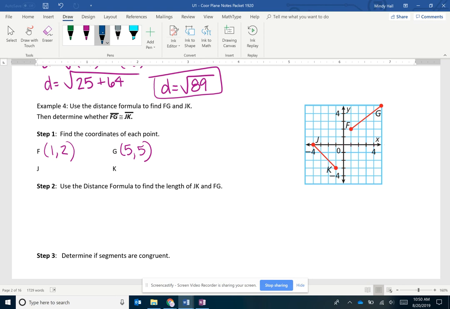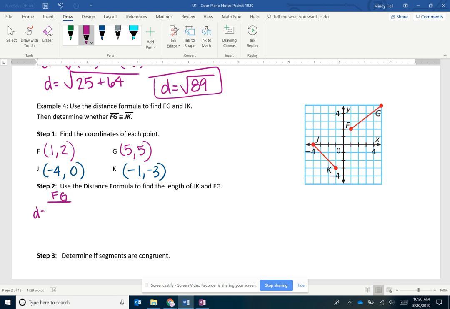J is 1, 2, 3, 4 to the left, which would give us -4, and it doesn't go up or down, so it's just 0. And then K is left 1, so -1, and down 3, which is -3. So then, if we're going to do the distance formula, we're going to start with FG.